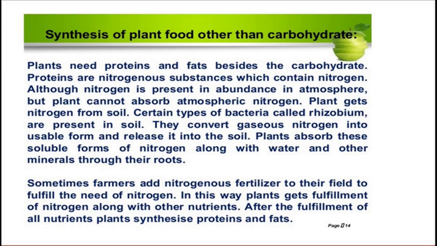And sometimes you must have seen farmers add artificial fertilizers like urea and ammonia, which are very rich in nitrogen. In this way, the plants fulfill their requirements of nitrogen. So I hope you have understood how proteins and fats are synthesized by the plants other than carbohydrates. I will send a link, so watch the video.